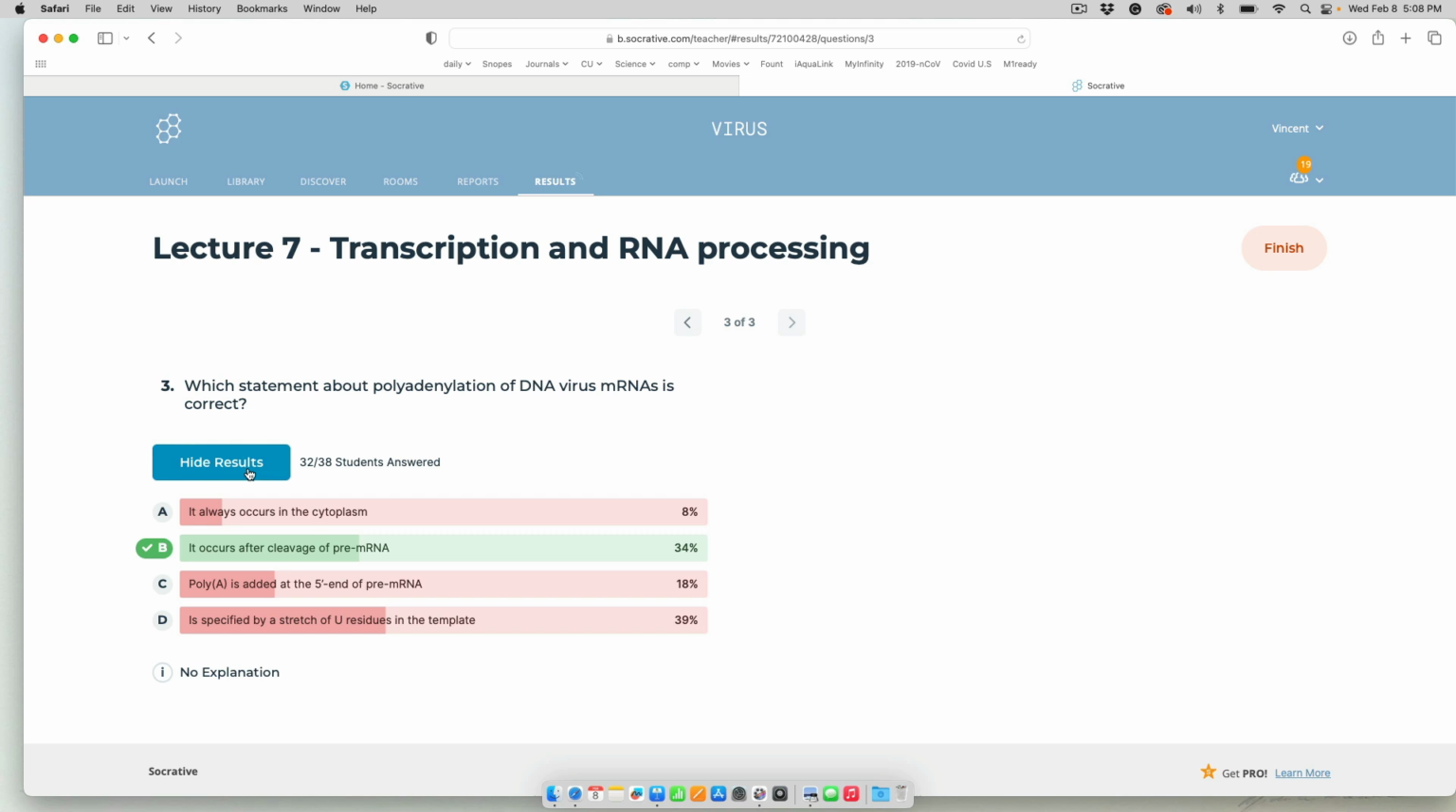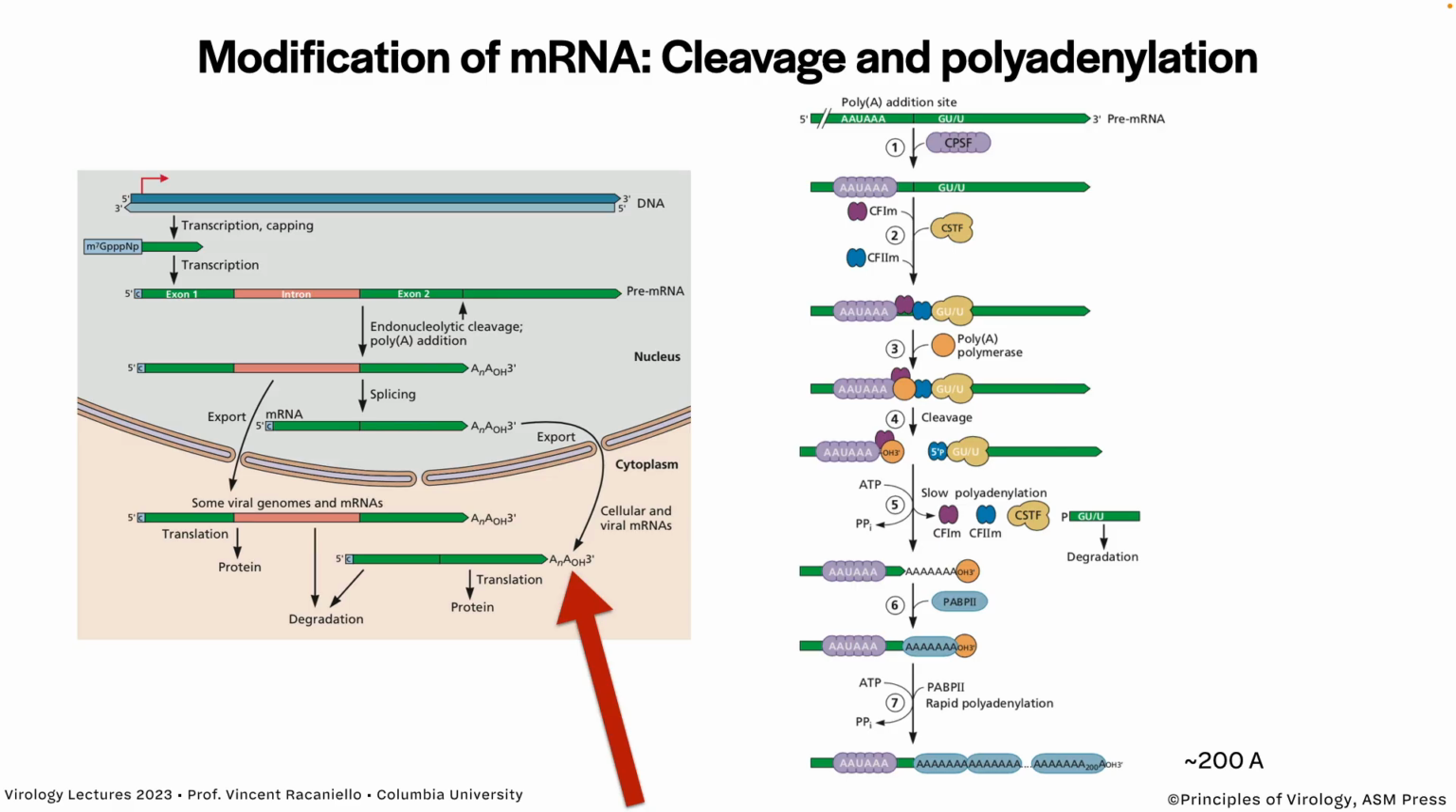So yesterday or Monday, we talked about how for influenza and VSV, the U is special, or polio is specified by a stretch of U in the template. But for DNA viruses, it's not. There's no stretch of U. It's a polyadenylation signal which specifies the cleavage. We have to go back and look to tell you why all this is correct.